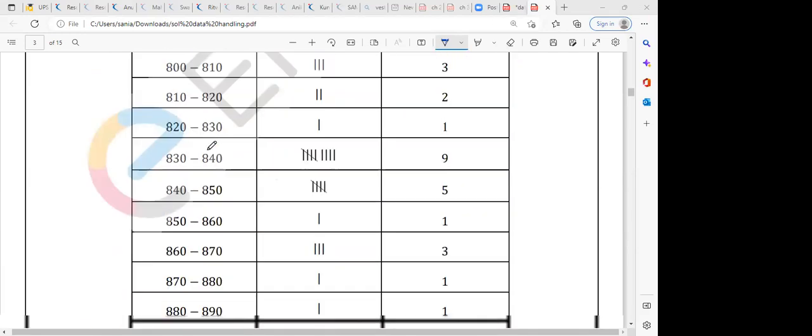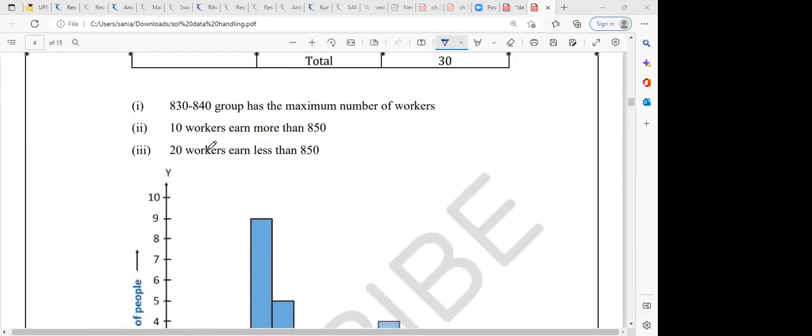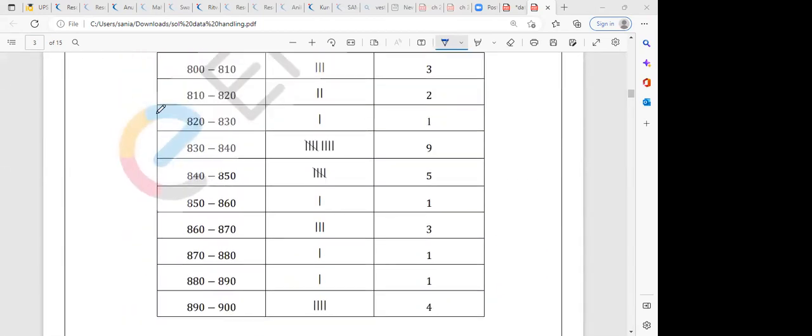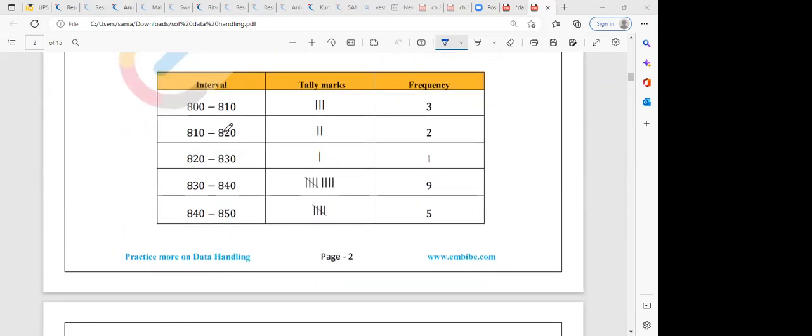Now I'm just explaining the other one. Over here you can see this one. It's from 800 to 810, then 810 to 820. Now this one is your x-axis and this is your y-axis. So how will you draw this graph? You will start from 800 itself.